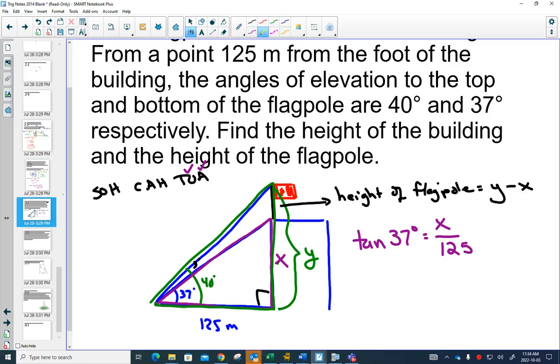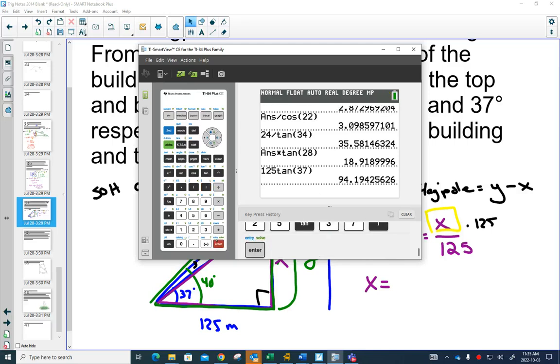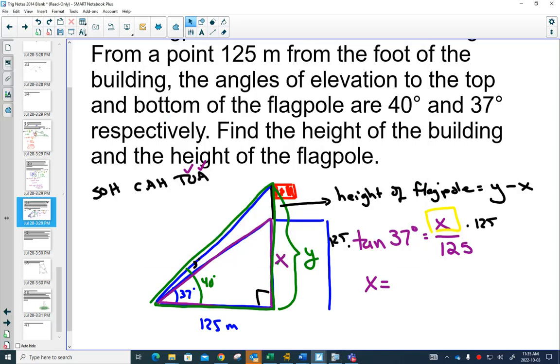How do I get x by itself? Multiply both sides by 125. Type that into my calculator. So 125 times tan of 37 is 94.19. Okay.